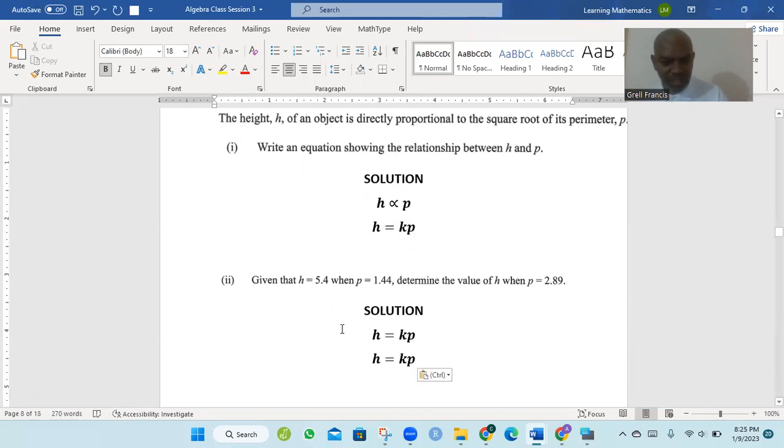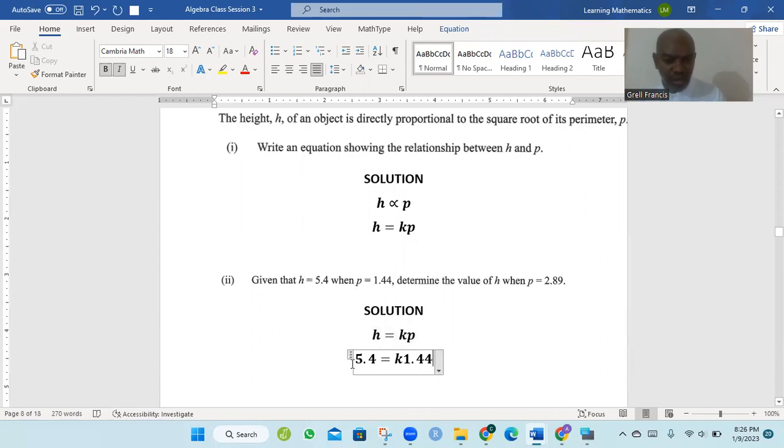And in the place of H, we can put 5.4. And in the place of P, we can put 1.44. So copy this down. Give you some time to copy this down. Pause the recording and copy it down.